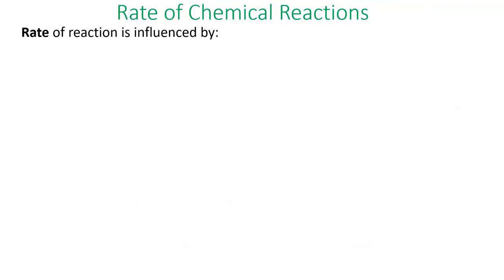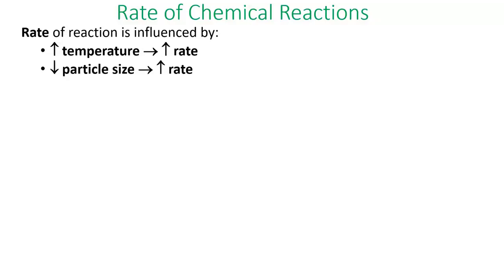How fast chemical reactions can occur is really important in several areas of the body and in maintaining homeostasis, and we'll see that throughout the semester. What influences the rate of chemical reactions includes these things. If you increase the temperature, you will increase the rate at which these reactions occur. If the particle size decreases, you're going to increase the rate at which these occur.